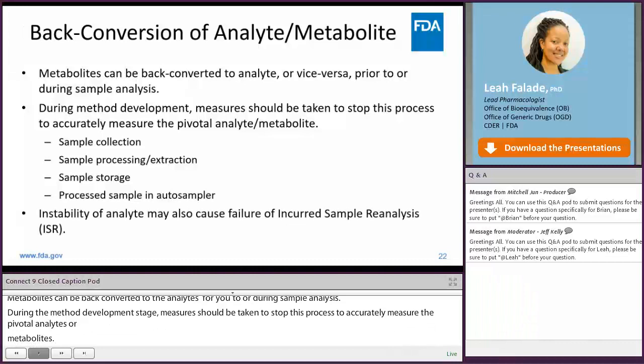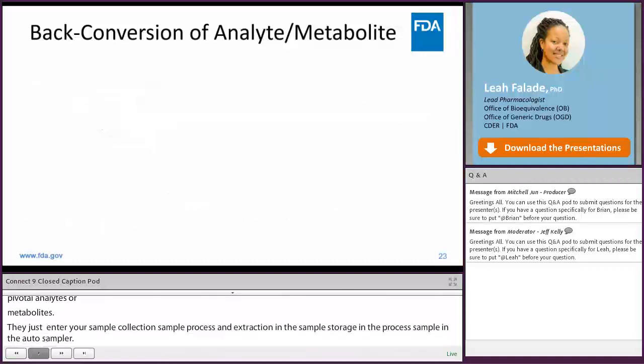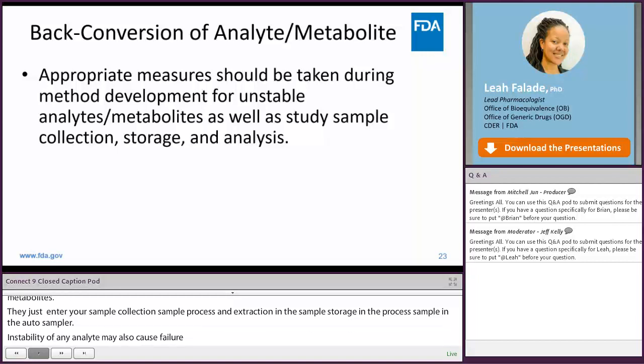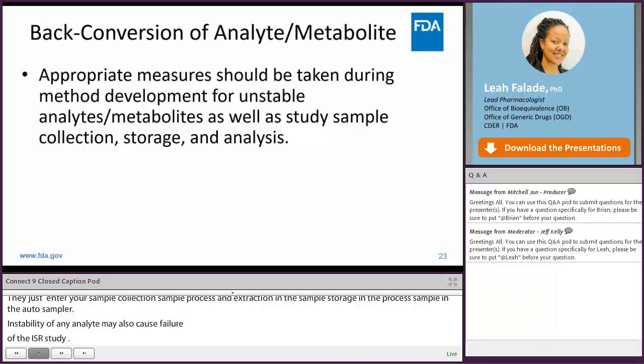Instability of any analyte may also cause failure of the ISR study. So as I mentioned, appropriate measures should be taken during method development stages for these unstable analytes or metabolites, as well as during study sample collection in the in vivo BE study, so during the collection, the storage, and the analysis of the subject samples.